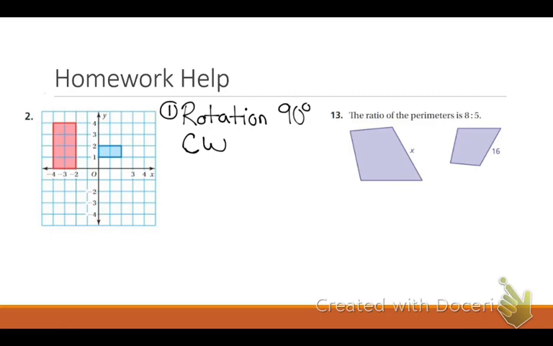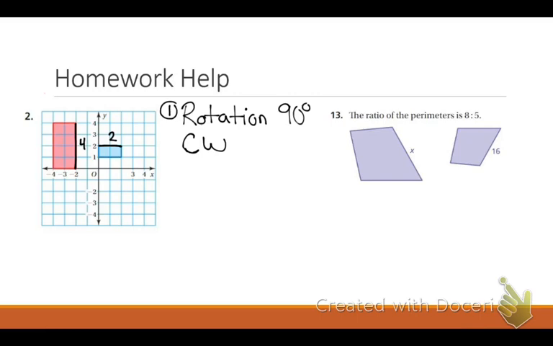Could I count the corresponding side lengths? So as long as I'm comparing the same side lengths, I could figure out this dilation. So again, I got to compare the long side. How many units long is the red figure? 4. All right. Now, how many units long is the blue figure? 2. So let me ask you this. What scale factor could get me from a 4 to a 2?